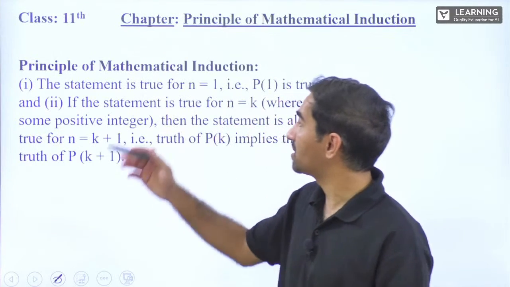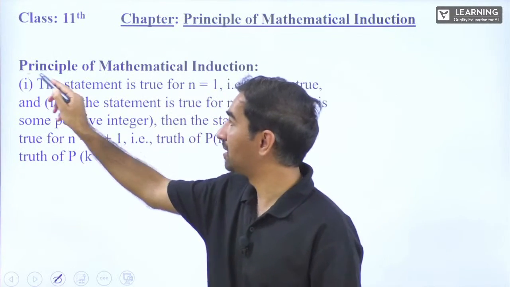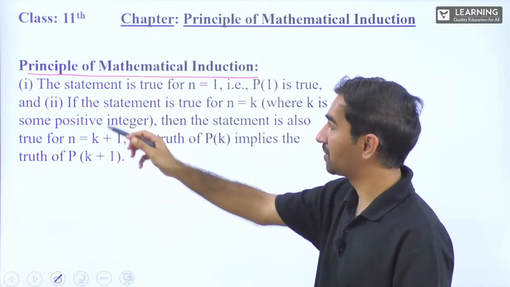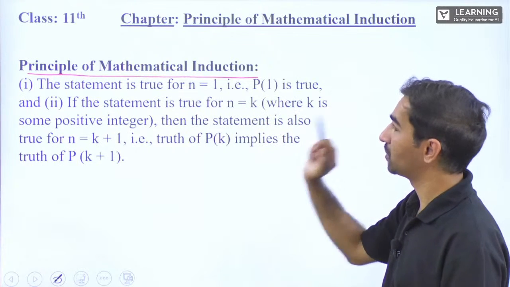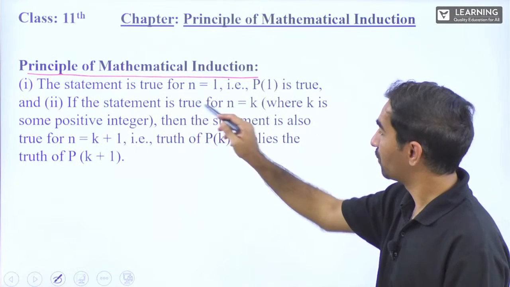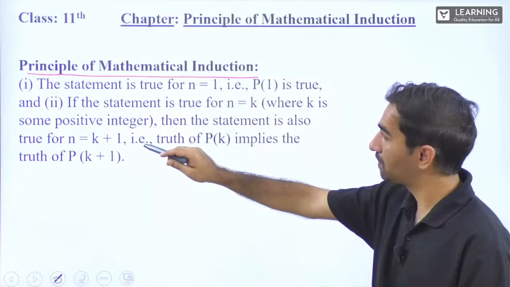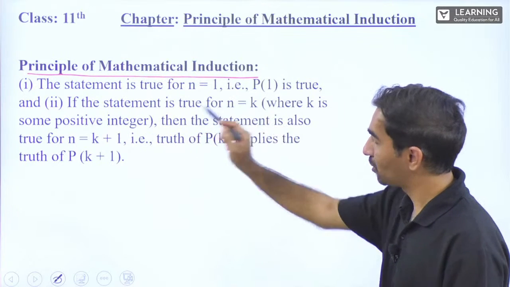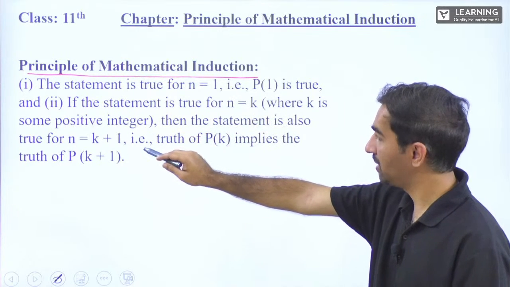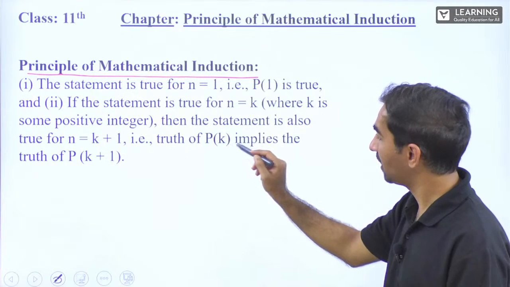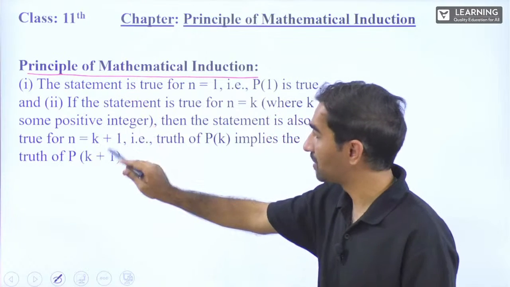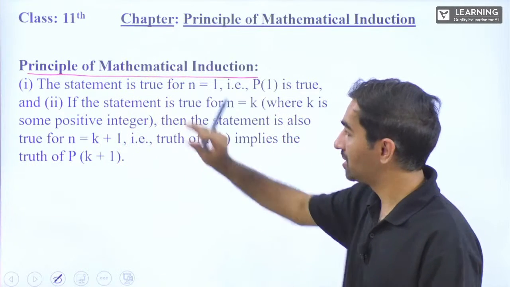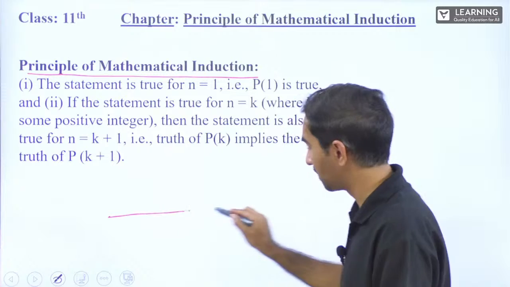So here we will see what is the definition of principle of mathematical induction. So students, we will see the definition first. If the statement is true for n is equal to 1, that is p of 1 is true, and if the statement is true for n is equal to k, where k is some positive integer, then the statement is also true for n is equal to k plus 1, that is truth of p of k implies that truth of p of k plus 1. To understand this statement, we will take a very small example.